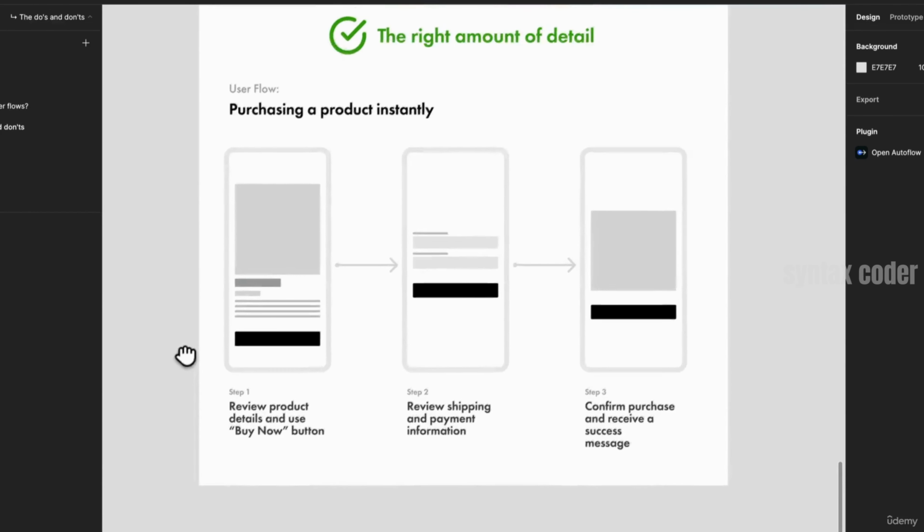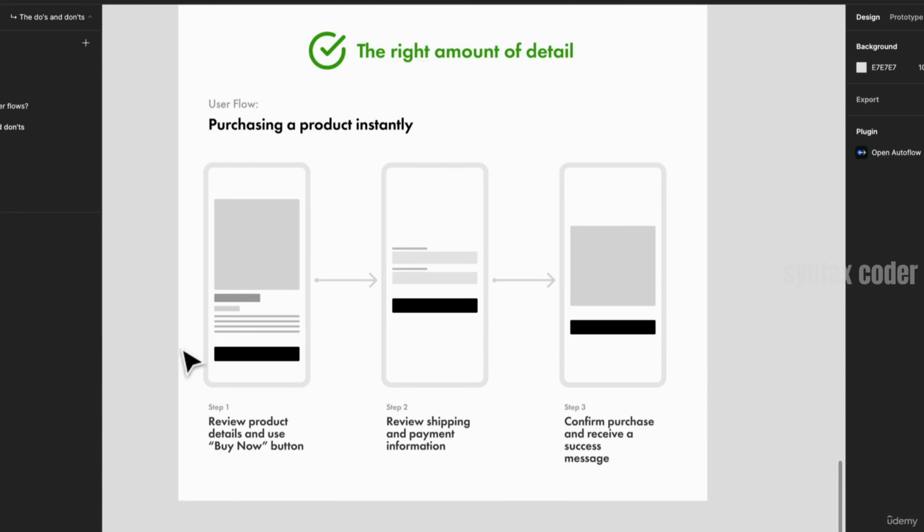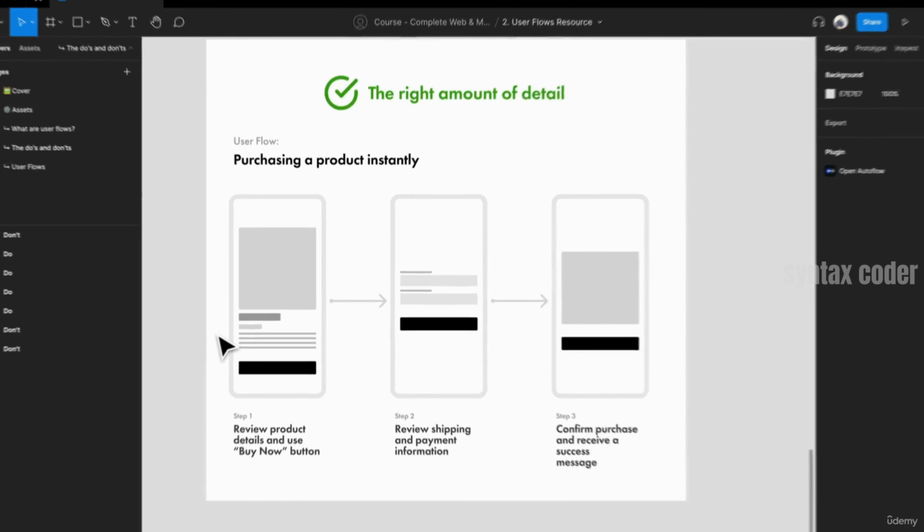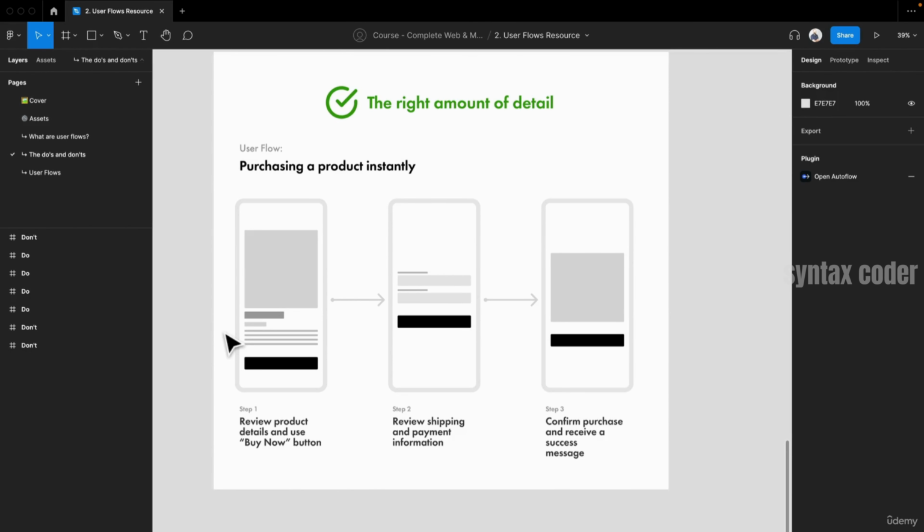Instead, let's take a look at a better example. This is what you should be doing. Add the right amount of detail outlining each step and goal. This way, anyone can read and understand your flow. So these are the do's and don'ts of creating user flows. If you follow them to a T, you should be good to go.